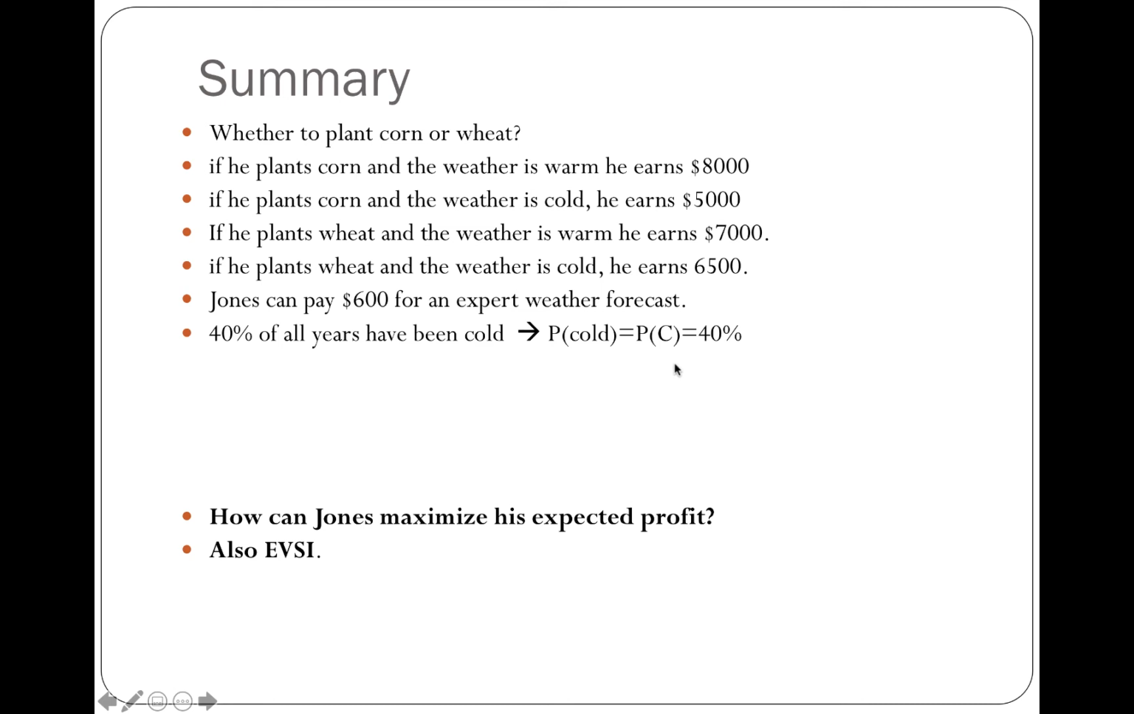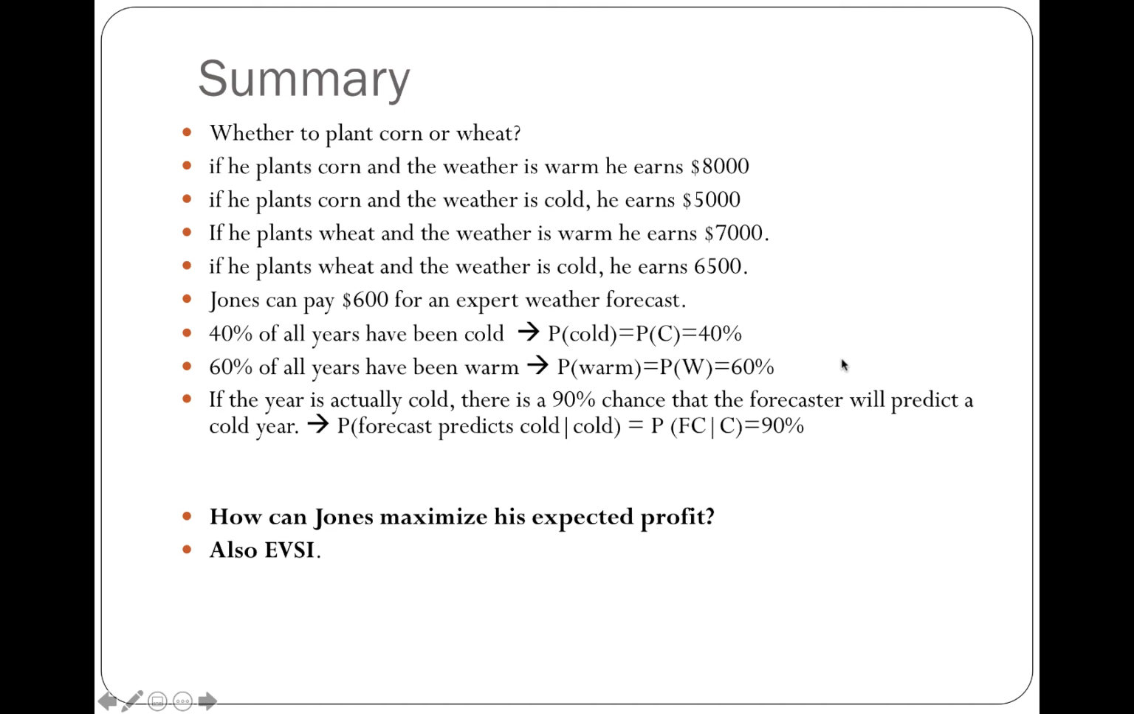Based on the previous years, we know that 40% of all years are going to be cold. So the probability of a year being cold, or probability of C, is going to be 40%. I just use the notations that I will use when I construct the decision tree. 60% of all years will be warm. So the probability of warm, or probability of W, is going to be 60%.